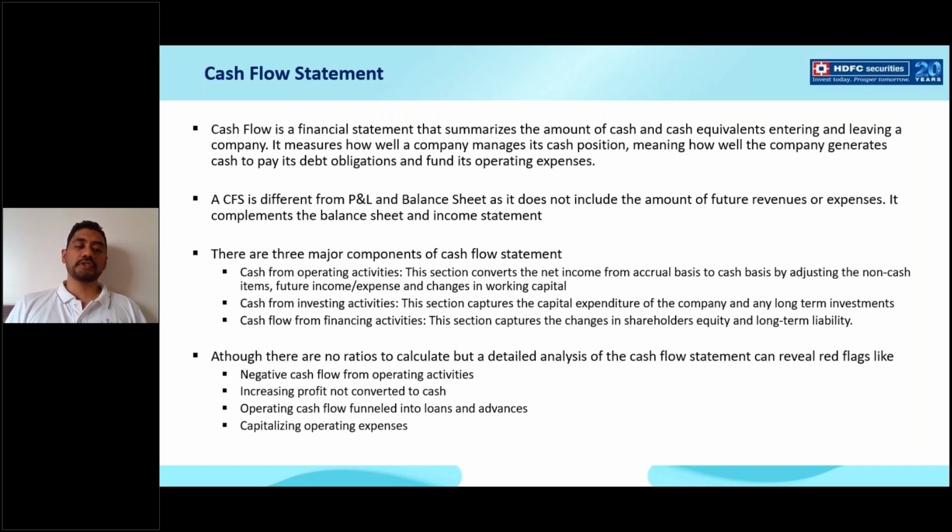Operating cash flow is funneled into loans and advances. Many a times the company is earning a good amount from its operating cash flows, but it is expending that incoming cash. It is giving out loans and advances, which might be to related parties or some related companies. If a promoter wants to take out cash, he uses this route, which needs to be written off in future years. These loans and advances don't get repaid and need to be written off. So this also raises a red flag, whether the operating cash flows are being given out as advances.